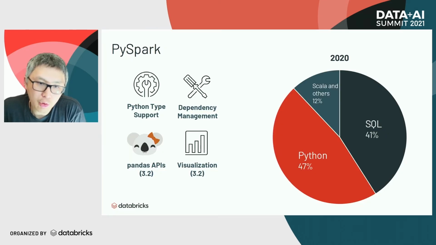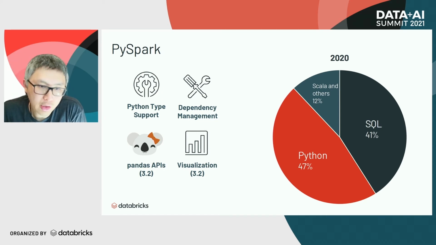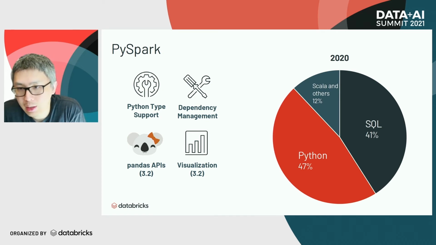The Python programming language itself has become one of the most commonly used languages in data science. In Databricks, we saw the same trends. Among our notebook users, 47% of commands are using Python. It has become the top one language. Improving the usability of PySpark is critical to the success of Spark.